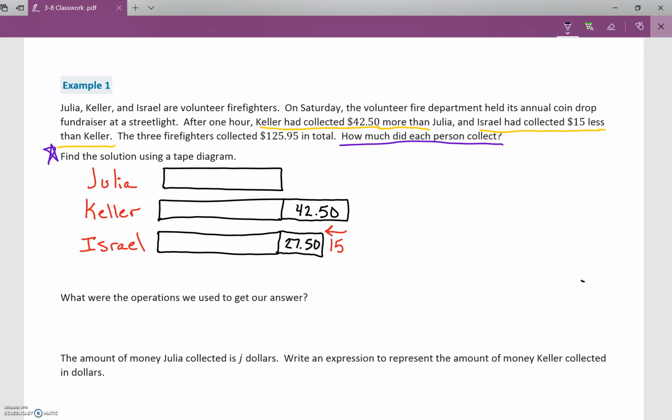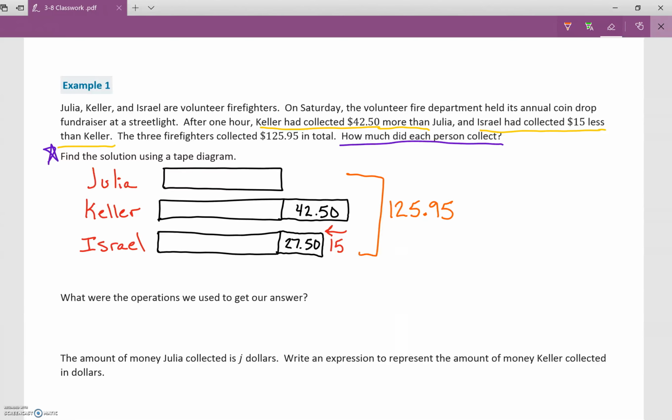So let's see if we're understanding this so far. We know that Keller collected $42.50 more than Julia. We don't know how much she collected. And we know that Israel collected 15 less than Keller, so that's where we did that minus 15 and got the $27.50. Another thing we know is that altogether, these 3 people collected $125.95.